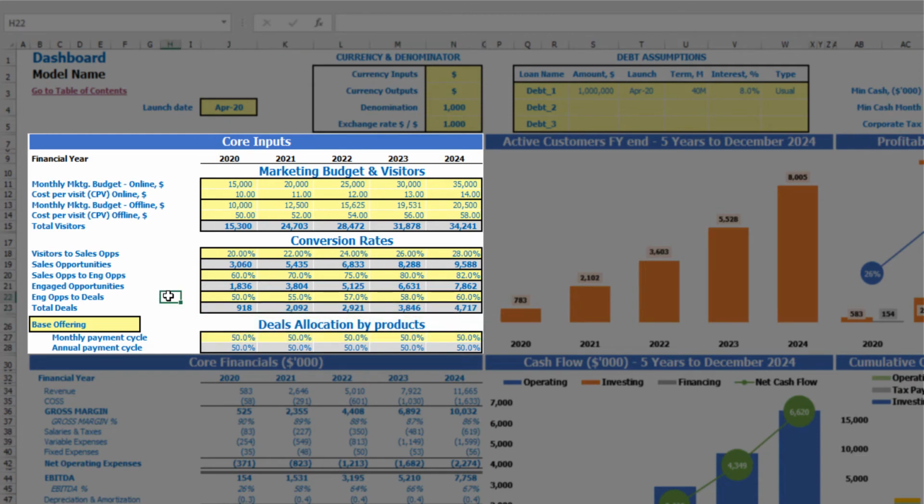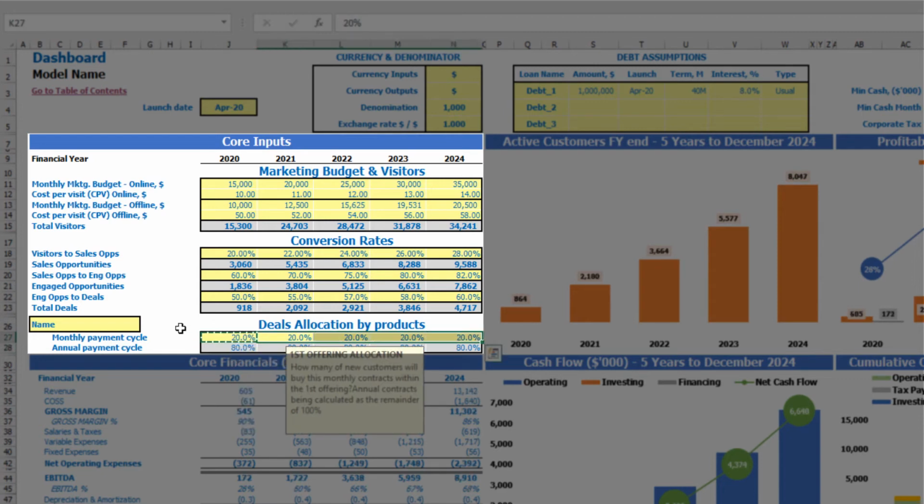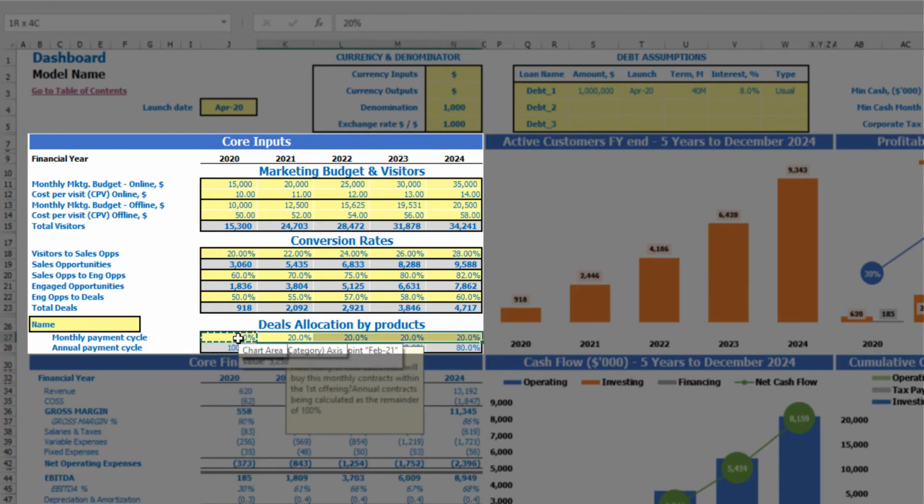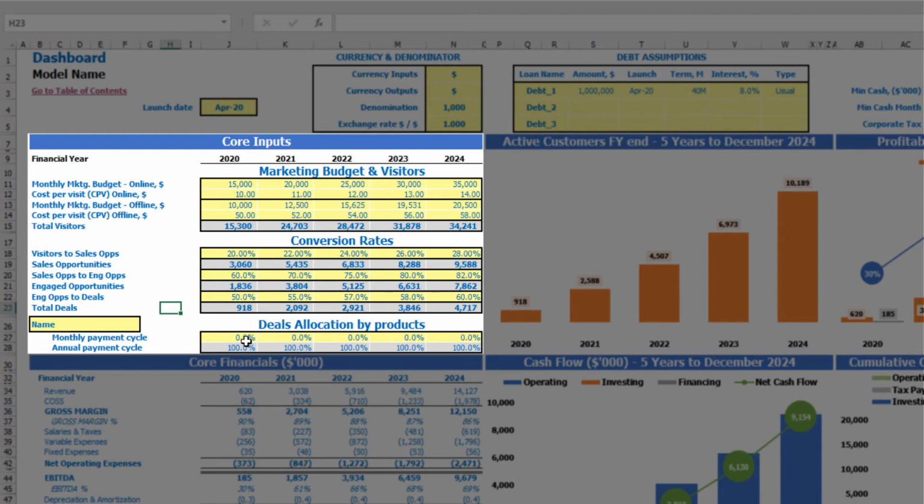The next step is to allocate your deals or new customers by products. So first of all, you can set up your offering or product name. You can use any name you want, and you have the ability to break down by monthly or annual payment cycle as a percentage. So you can say that, for example, 20% of your business will be on monthly subscription and 80% on annual subscription. If you don't need monthly subscription at all, you can just zero out and all your contracts will be on annual payment cycle, or vice versa.